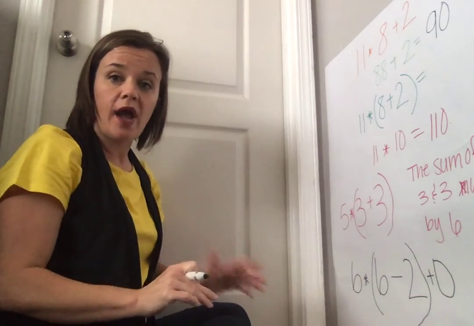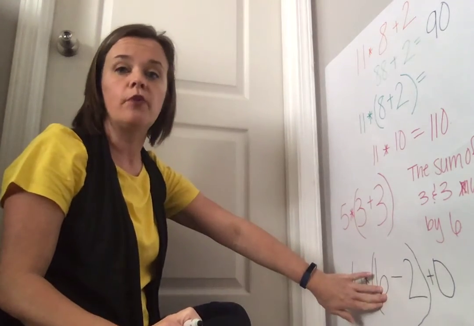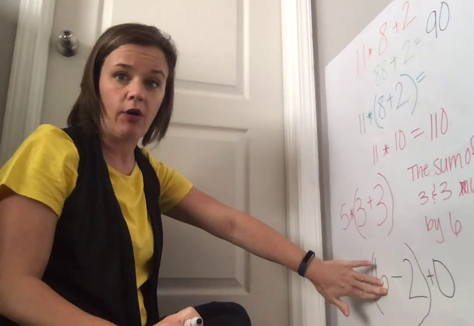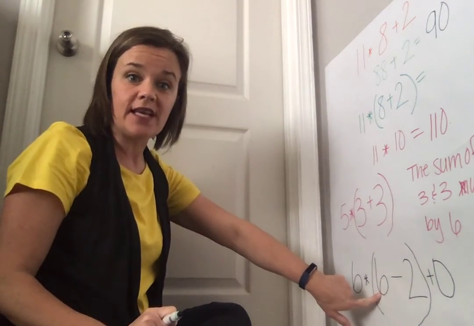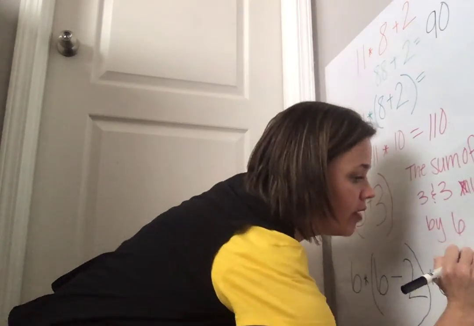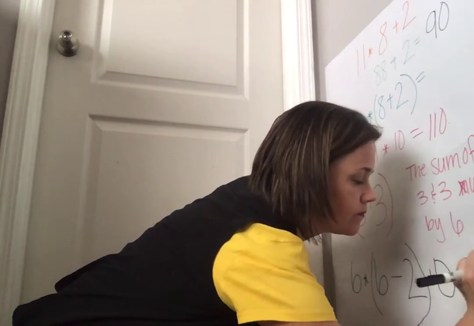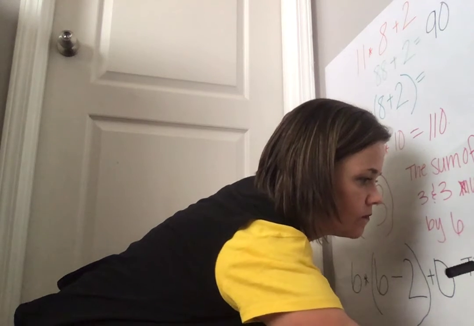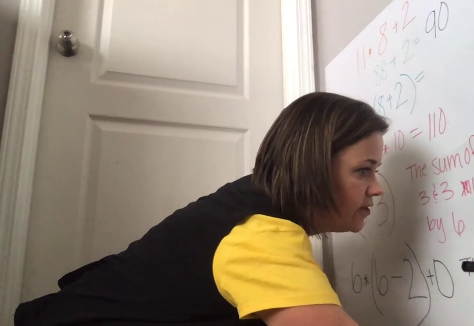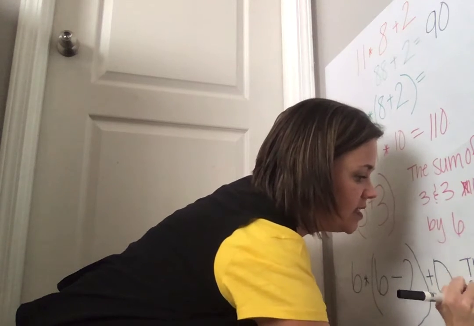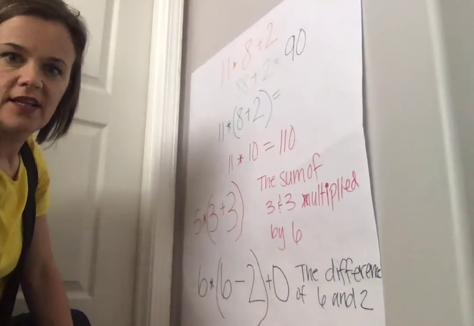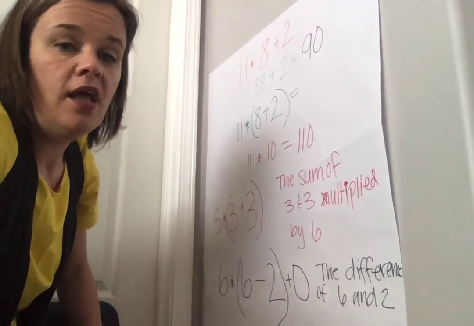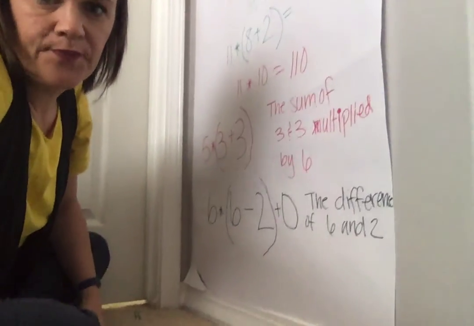So as I'm writing this down, right, the parentheses are first, so I'm going to say that first when I'm writing it out in word form, okay? So I'm going to say the difference of 6 and 2. So I'll write that on the wall. The difference of 6 and 2. And you guys know the answer of that, right? The difference of 6 and 2 is, ding, ding, ding, 4, right?